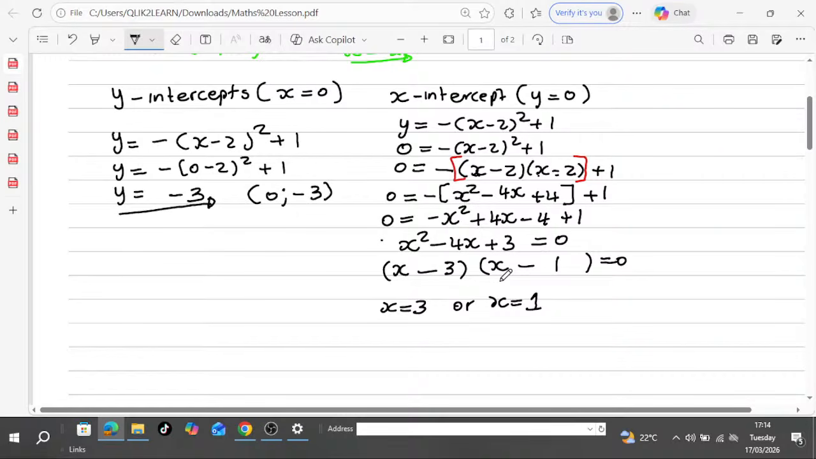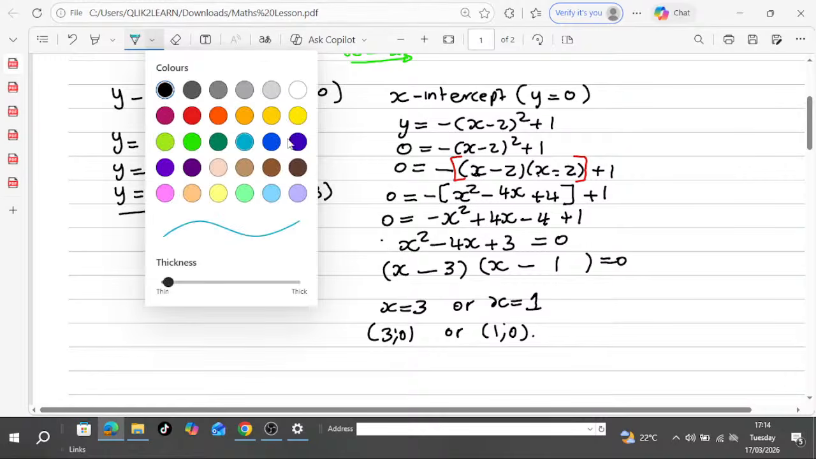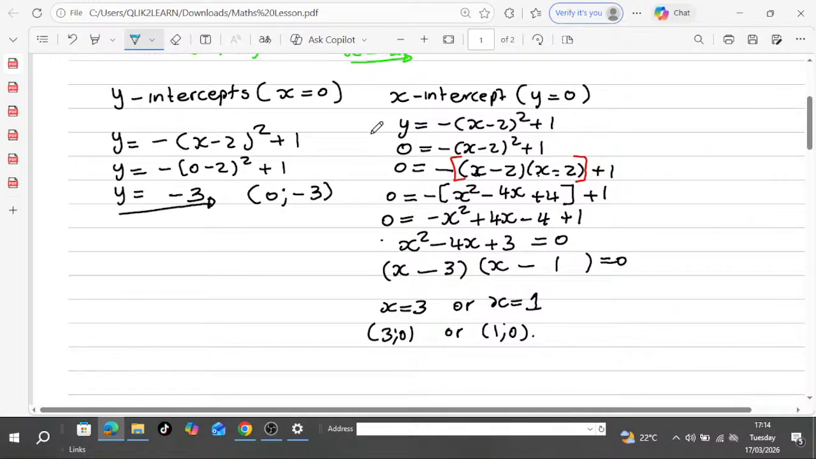Okay, so now when I check, the x-intercepts are 3 and 0, or 1 and 0. So these are my x-intercepts. Now, if these are my x-intercepts, let's quickly draw this graph. I think we have everything that we need to draw this graph. So let's put this graph on the Cartesian plane.